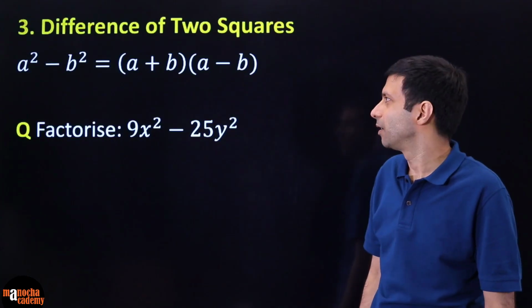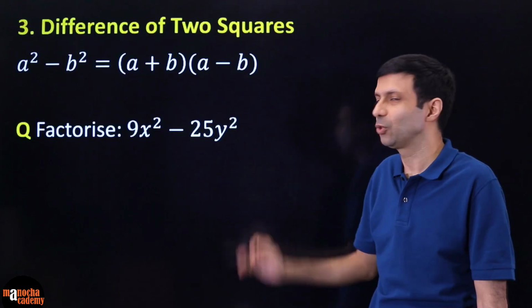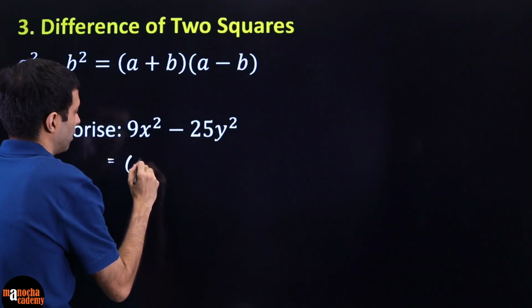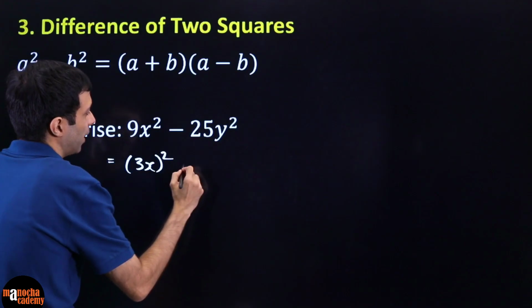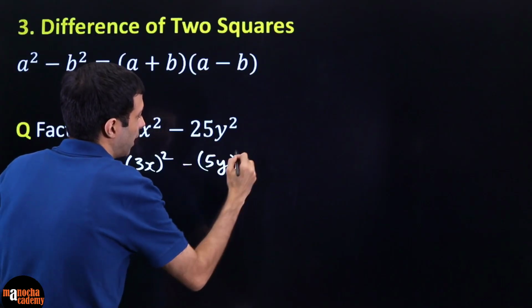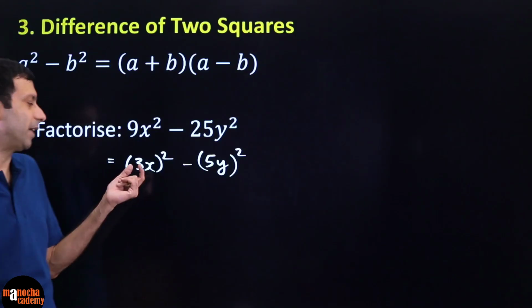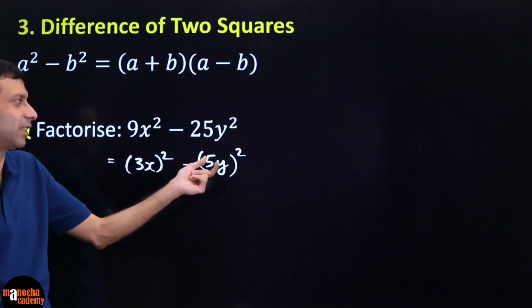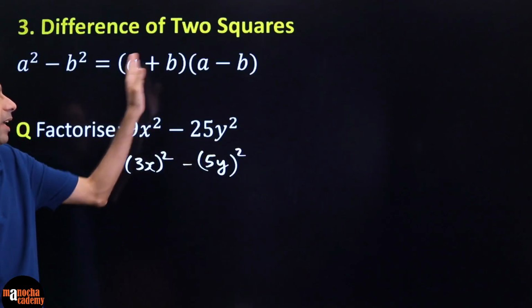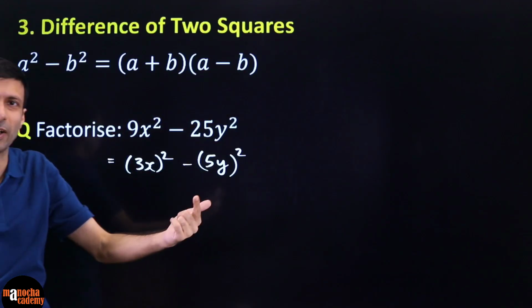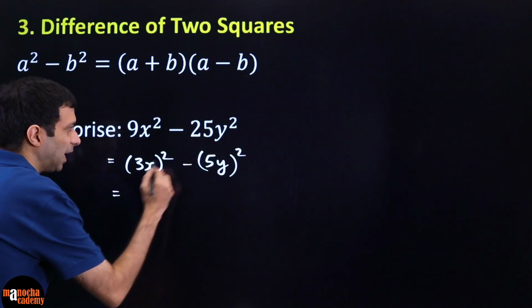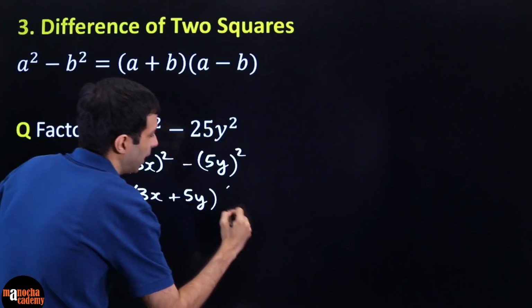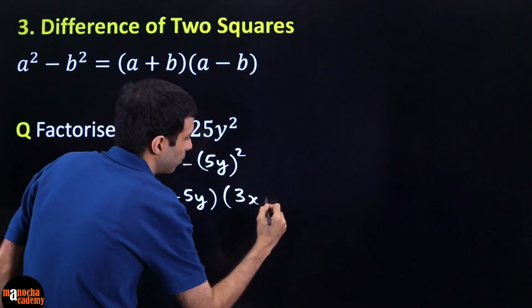Let's try to factorize this one. 9x square minus 25y square. Can you guys do this for me? What will be the factors here? So here we have 3x whole square minus 5y whole square. So very important to write it as the difference of two squares. This is 3x whole square, this is 5y whole square. Again you apply a plus b times a minus b and say it in your mind while you're writing it. So say it to yourself, a plus b, 3x plus 5y, multiplied by a minus b, 3x minus 5y.